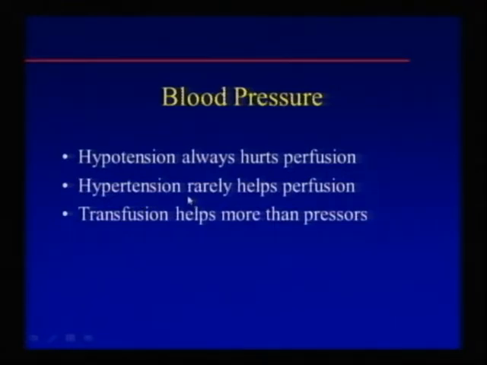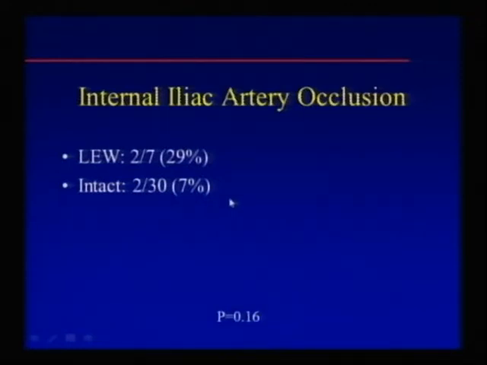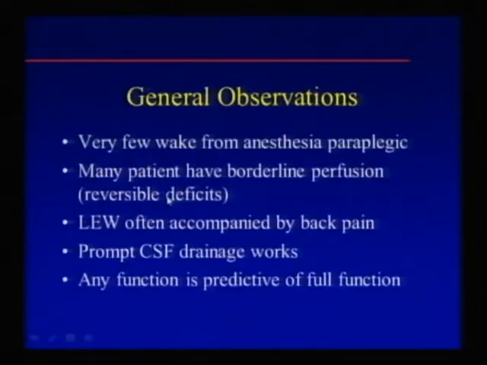Hypertension in a patient who has lower extremity weakness will not help. You can't help the situation by driving the blood pressure up from 160 to 180 to 200. That's just not going to help you, especially if you have to use pressors to do it. If you can give a transfusion, or increase the cardiac output, and increase the blood pressure that way, that is more effective than pressor administration. Internal iliac arteries are very important collaterals. You must preserve them.